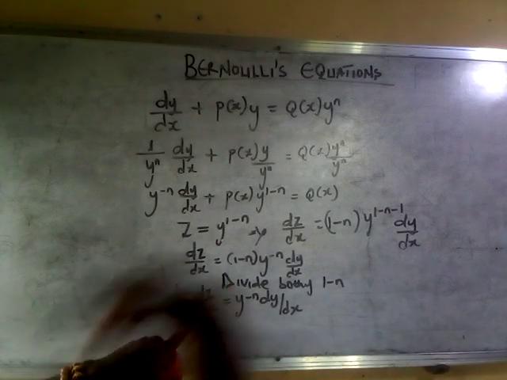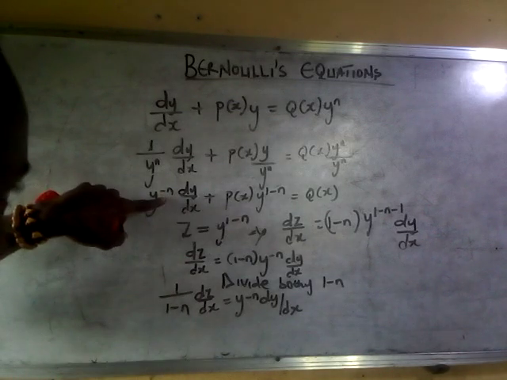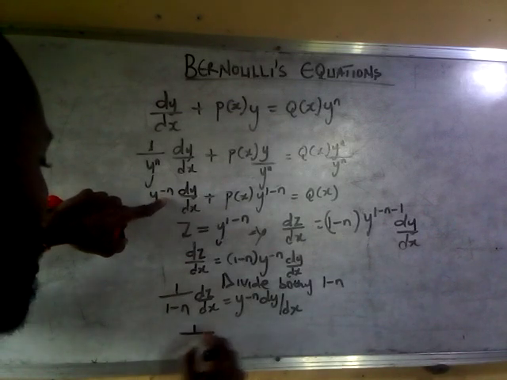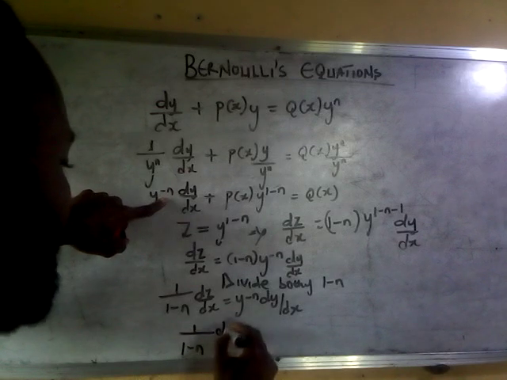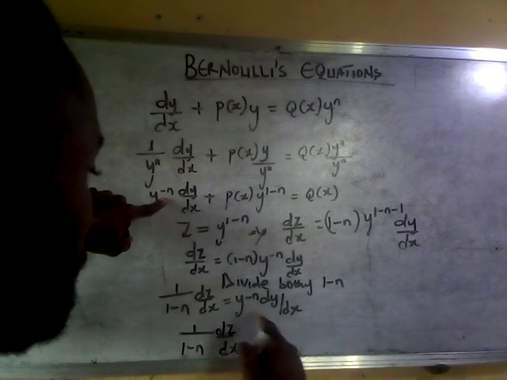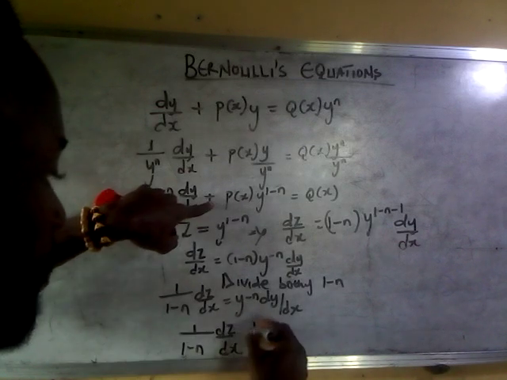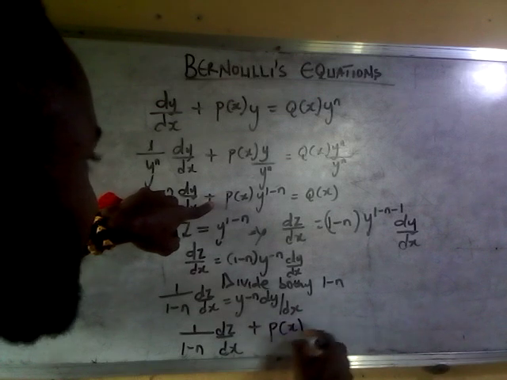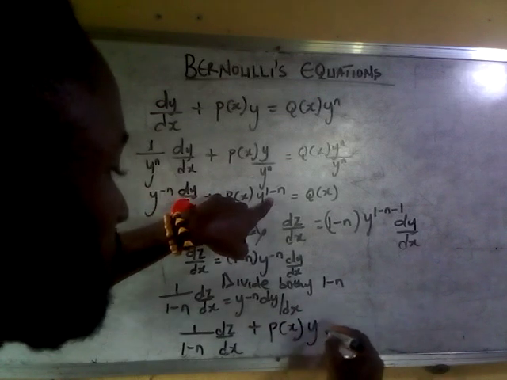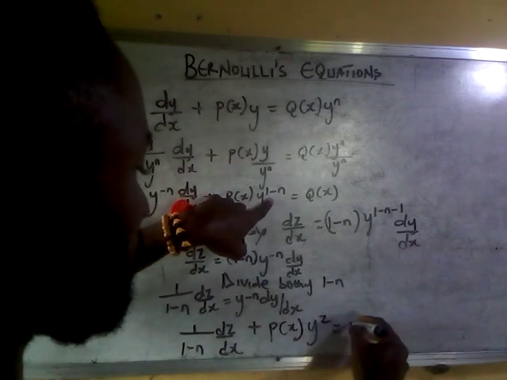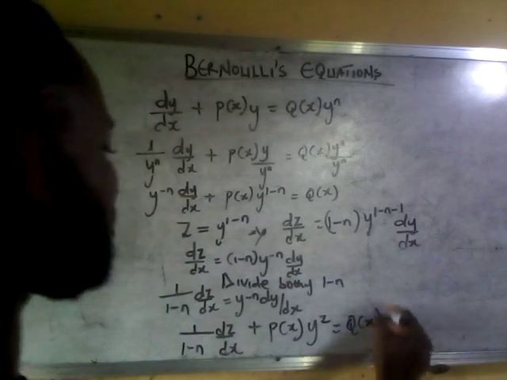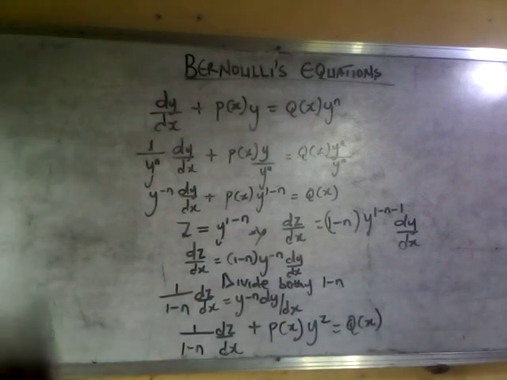I will go back to my equation, and I want to write this equation. That will be 1 over (1 minus n) dz/dx, because this is equal to this, plus p over x times z, is equal to q over x. I'm going to do a lot of solving on this.